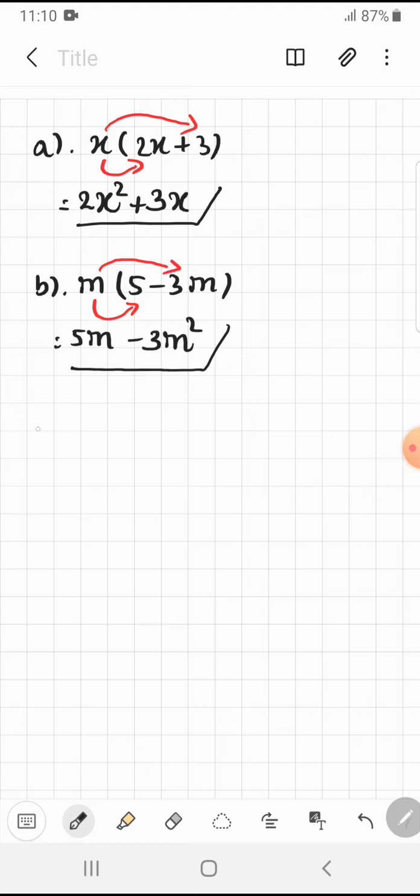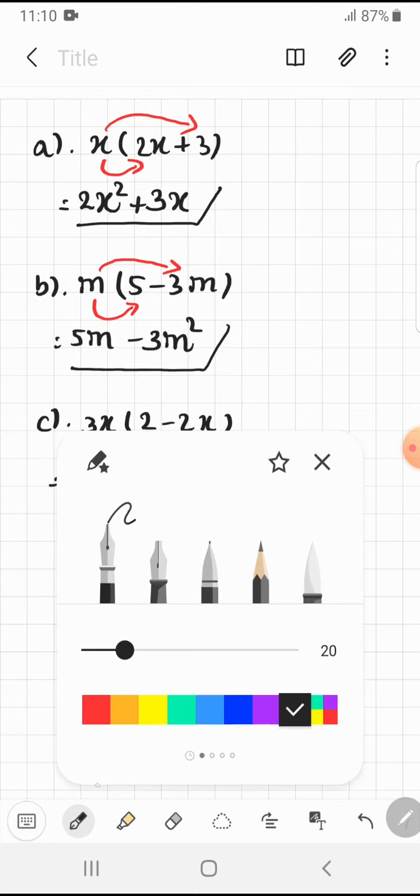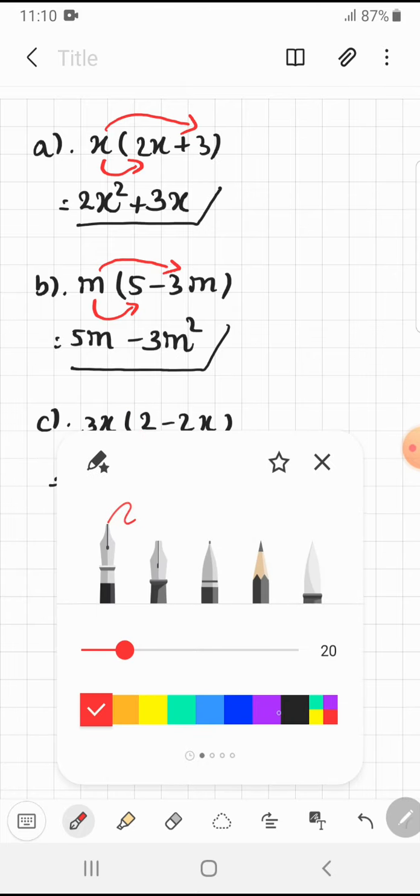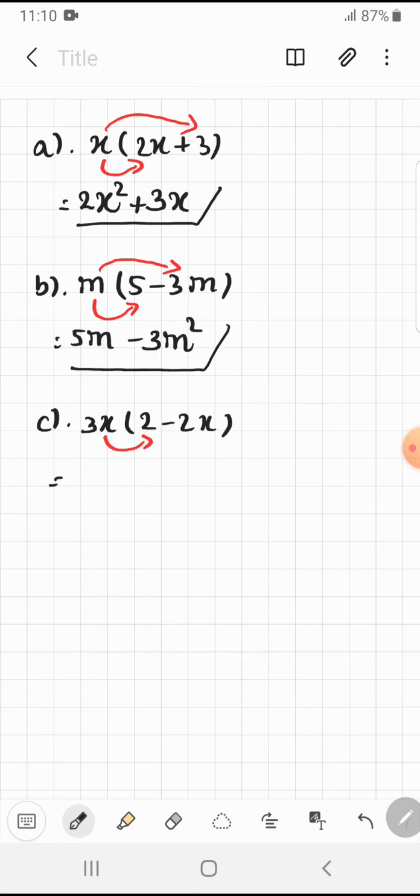Let's see one more example. Example C. If we have an expression which have number and the variable outside the bracket, and inside the bracket we have 2 minus 2x. So let's see how do we expand this. So first we use the same way, we time 3x by 2. So 3x times 2, the sign is positive with positive, so become positive. No need to write for the first term. And then 3 times 2 is 6, so 6x.